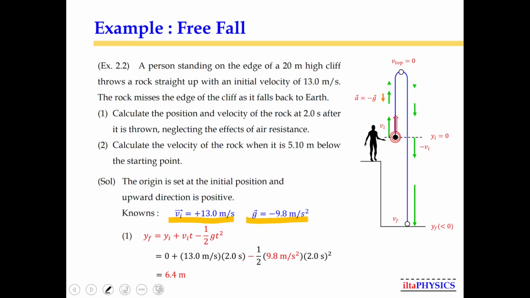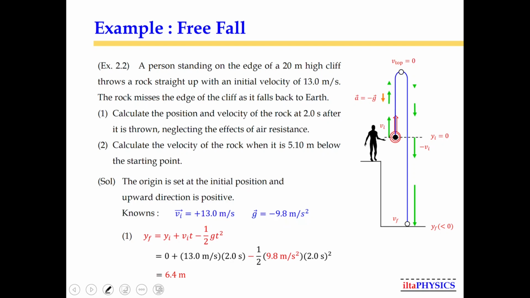Here, the important thing is the direction of the velocity, meaning the sign. Since we chose upward as the positive direction, the initial velocity is plus 13 meters per second. Be careful about the sign of the velocity. Also, even though it's not mentioned in the problem, for free fall motion, the acceleration has a magnitude of 9.8 meters per second squared and points downward, so the sign is negative. Pay attention to why the initial velocity is plus and the acceleration is minus. If you think about it carefully a few times, you'll get used to it quickly.